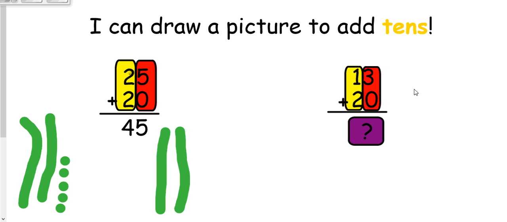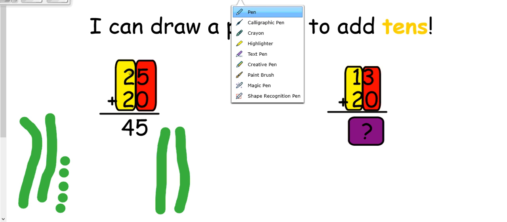Let's read our last problem together. 13 plus 20 equals unknown number. Look for our plus or minus sign. It's a plus, so we're putting together. What are we putting together? 13 put together with 20. Let's draw a math picture to add these together.